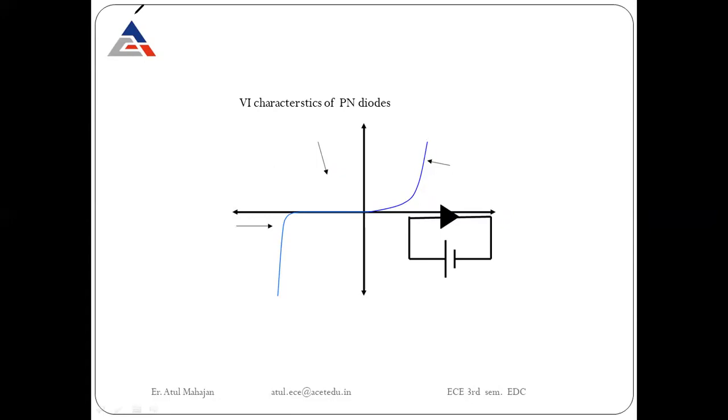When we talk about the voltage and current here, this is the current analysis with respect to the voltage. This is what is going to happen in the voltage and current analysis of the diode.